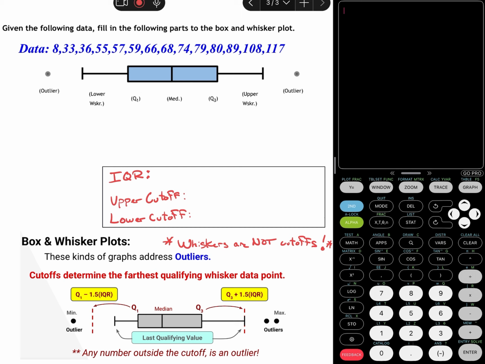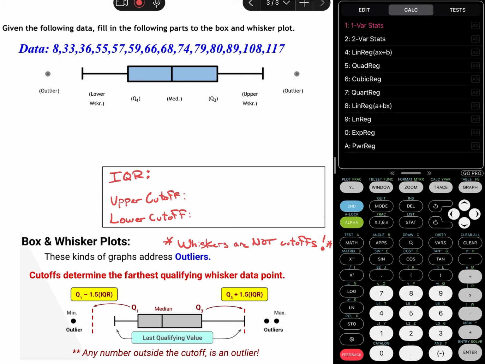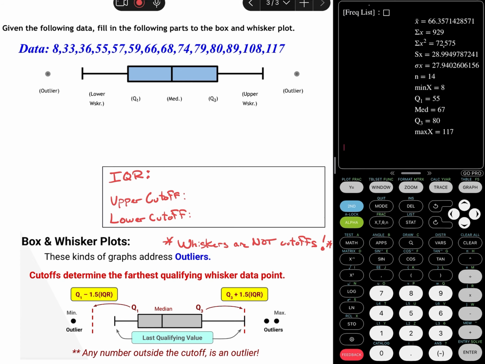So I've already got this data set up in my data list in order to speed up the video, but you would just put your data into the data list, and then we're going to calculate our one variable statistics. It is possible to do this by hand, of course, if you know how to find a median, Q1 or Q3, but our calculator is going to do all that work for us. And so right away, we know that our median is 67, our Q3 is 80, and our Q1 is 55.